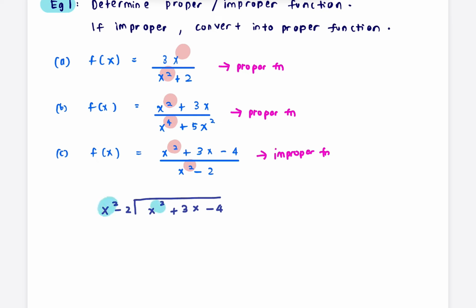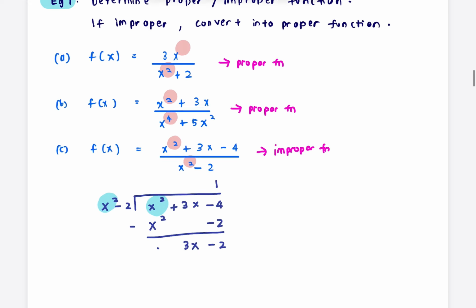If you multiply with x squared, you get x squared. So you have 1 times x squared is x squared. 1 times negative 2 is negative 2, minus. This is 0. 3x minus 0 is 3x. Negative 4 minus negative 2 is negative 2.